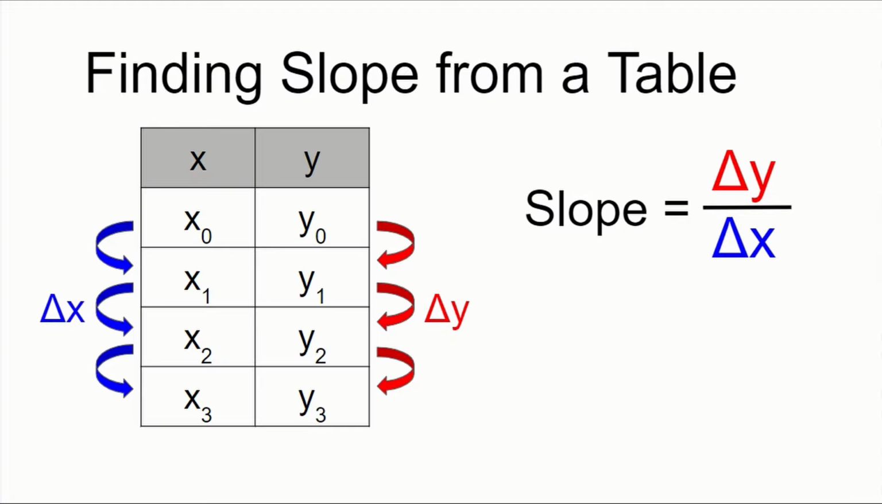Finding slope from a table, we need to look at how our y's are changing from one row to the next, and that's going to be the top of our ratio. And then we figure out how our x's are changing, and that's going to be the bottom of our ratio.